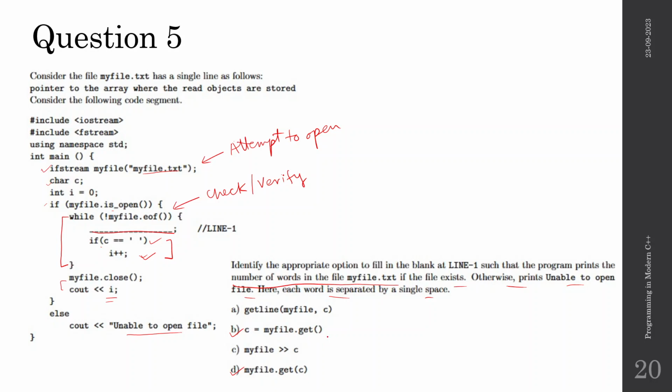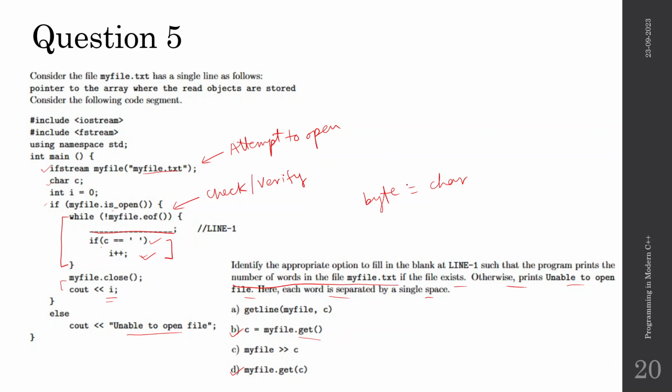So myfile.get, it will return a byte, or char. Byte and character are basically the same data type. So myfile.get will return a character. Or you can call myfile.get and pass c as the argument. It will do the same thing. So these two will work.